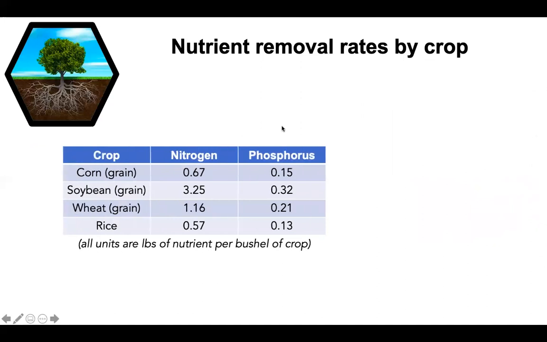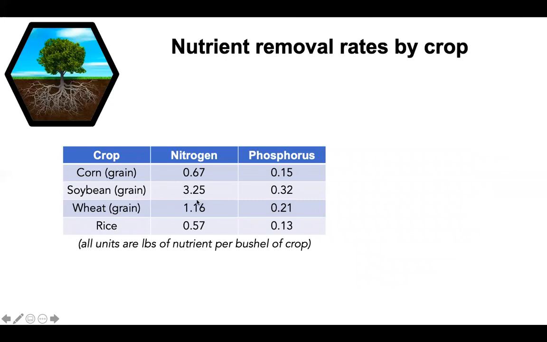But the rate of other things, for example, phosphorus going with it, is somewhat consistent by crop. So if we look at something like corn, you're losing about 0.67 pounds of nitrogen per bushel of crop. So if you have a 200 bushel an acre harvest, you're losing about 120 pounds of nitrogen, something like that. Similarly, phosphorus comes off in these somewhat fixed amounts. And you can see that not every crop is taking up the same amount of nitrogen. Some are much more nitrogen hungry than others.